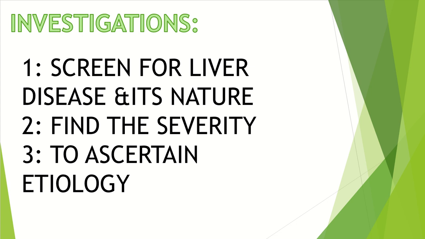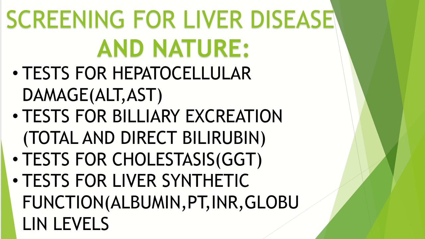The first one is how to screen for the liver disease and its nature. In the second step, once it is established that the child has a liver disease, we have to find out the severity. And the third one, we have to ascertain the etiology. So let's come to the first step, that is screening for the liver disease and its nature.